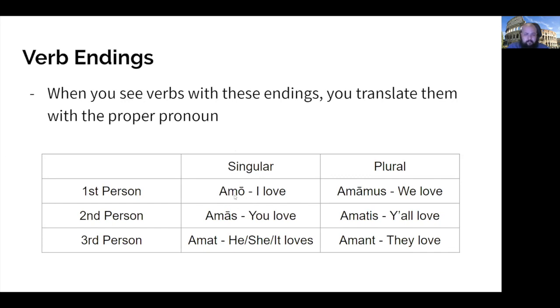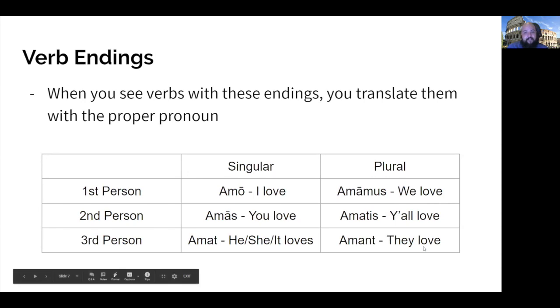So amo has the long O on it. That makes it first person singular. So we know that amo is the verb to love. With that long O on it, it means I love, right? So I love is wrapped up in that one word, amo. If we have the S on it, so amas, it becomes you love. Amat, he, she, it loves. Amamus, we love. Amatis, y'all love.